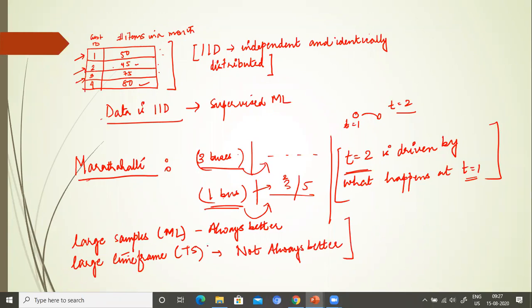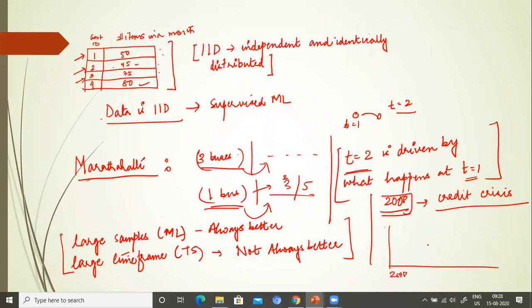Can anybody think of an example? I'll give you one. In 2008, something terrible happened called the credit crisis. If you measure the number of people defaulting on loans back then, it would be much higher. If you were to plot the data, you will see 2008 probably here. And then 2010, 2012, 2014, and so on till 2020, it would have probably tapered to some extent. Somewhere it probably is here, right?